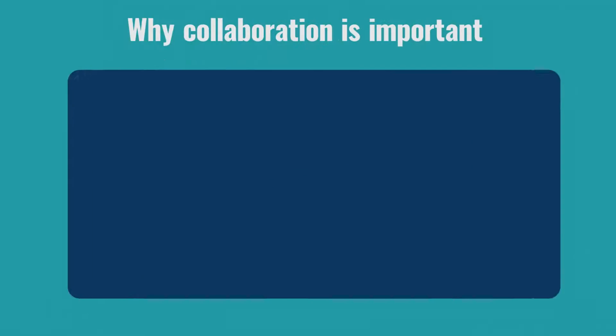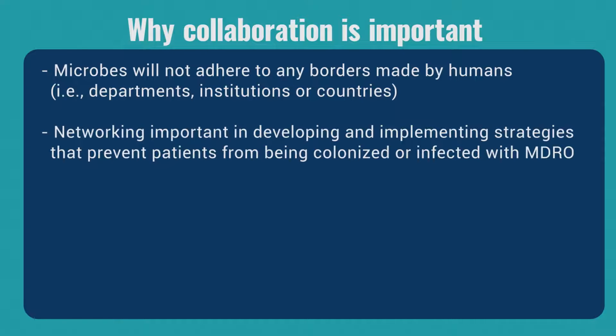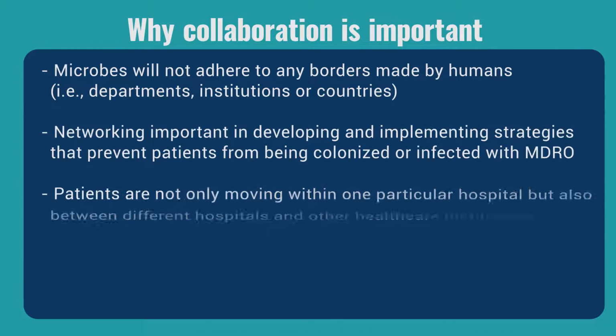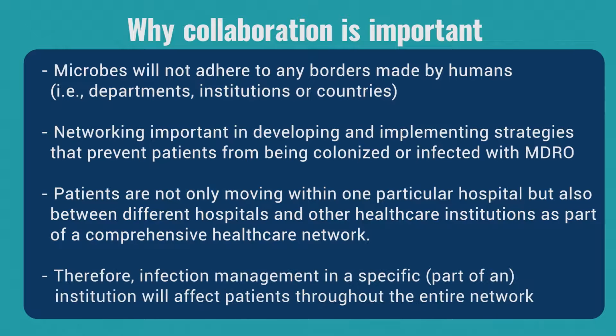So I've been talking to you about local hospital antibiograms. But we know that bacteria are very smart. They move not only from hospital to hospital, they can move even state borders. They don't adhere to any man-made borders. And therefore, networking is really important when we talk about hospital antibiograms, because the practices that you have in your hospital with respect to antibiotics affect not only your hospital but also other hospitals, because patients harboring these organisms are also frequently moving from one hospital to another. And therefore, infection management in any single unit affects infection management across the network.